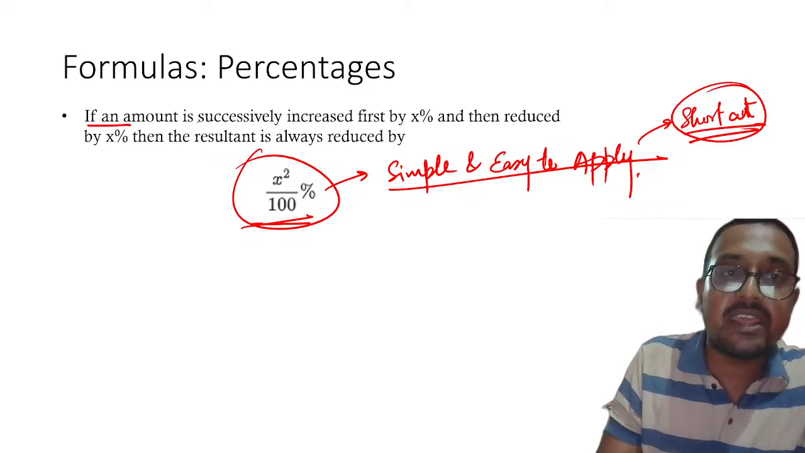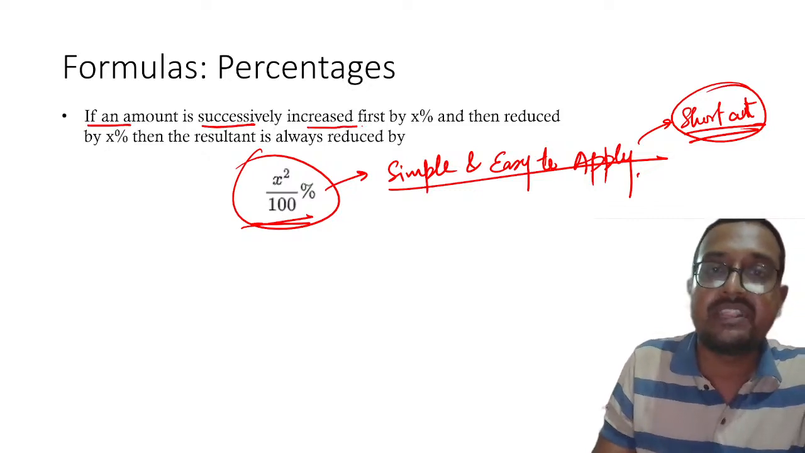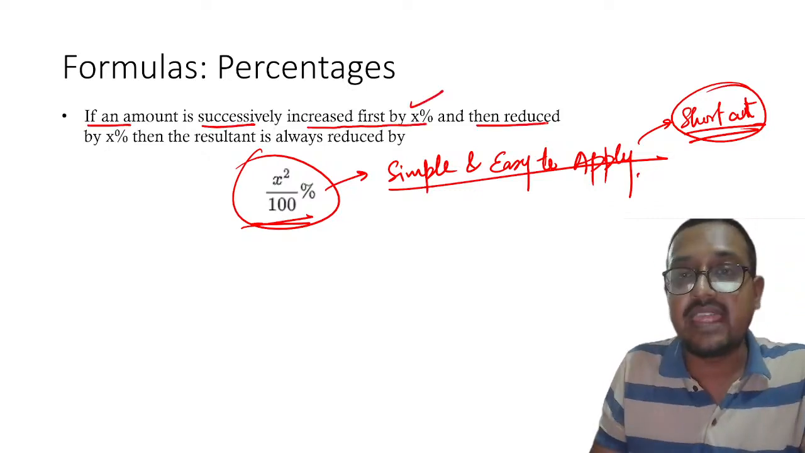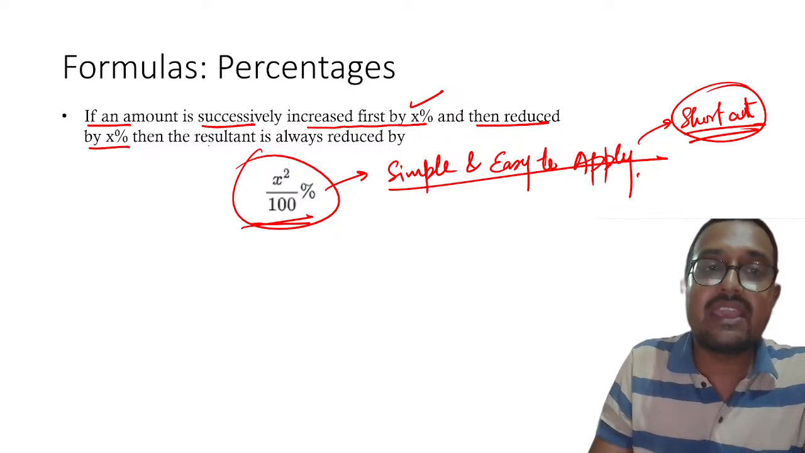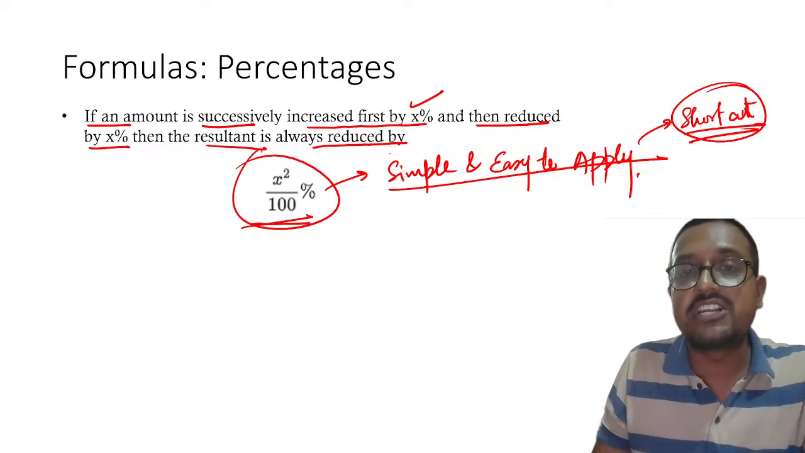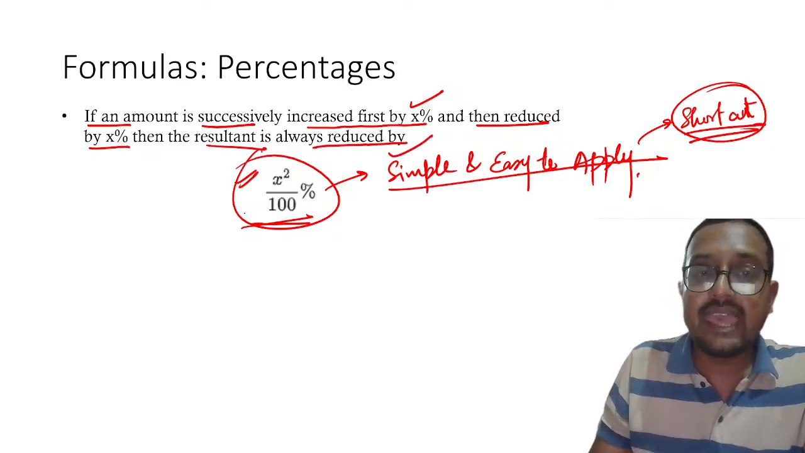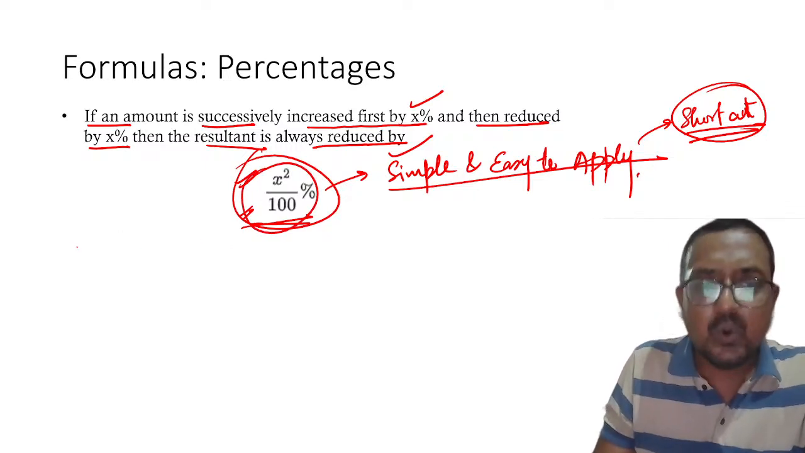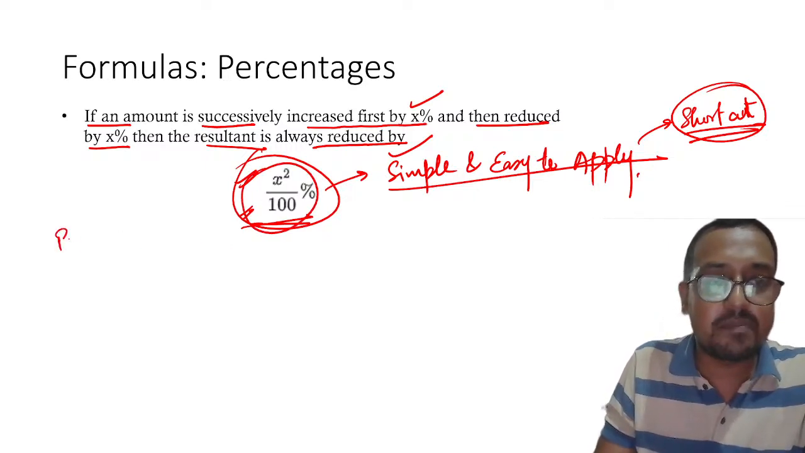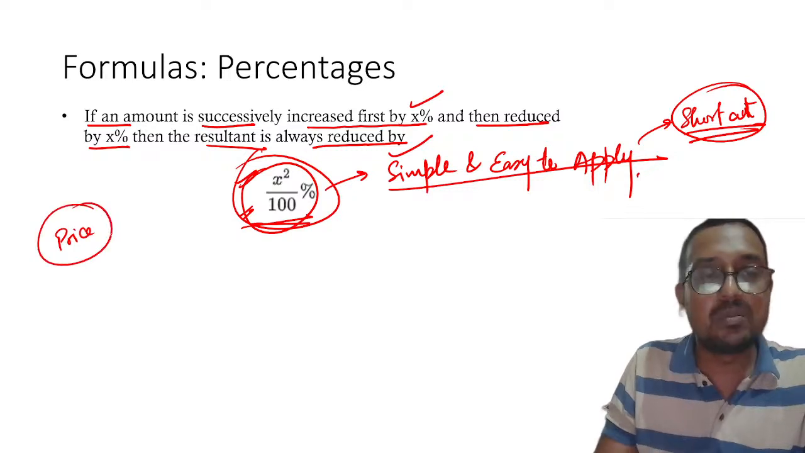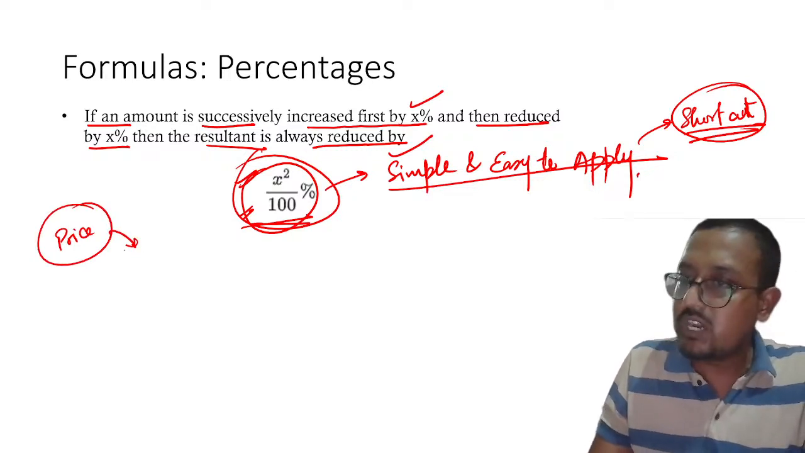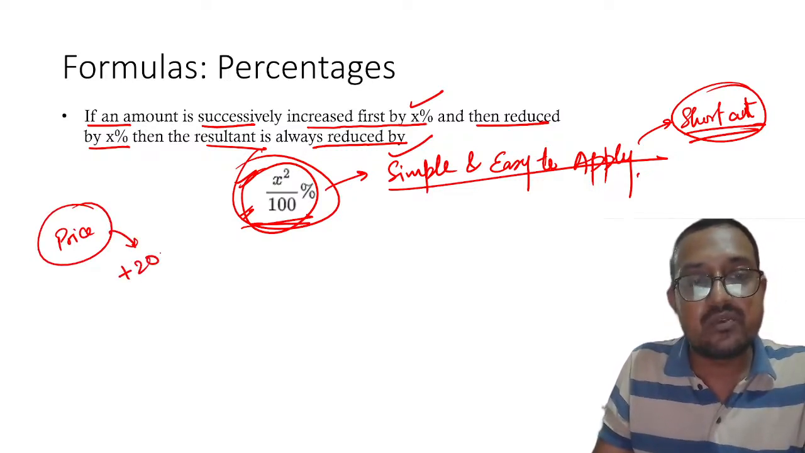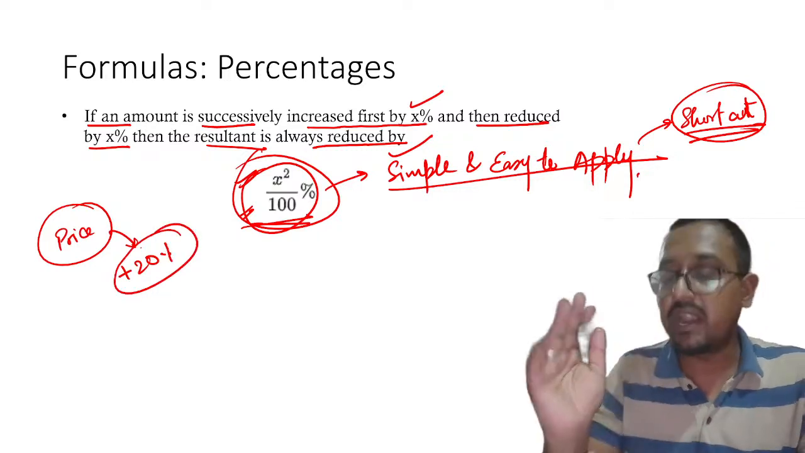Please read it. If an amount is successively increased first by X% and then reduced by X%, then the result is always reduced by X upon 100. It says that suppose there is some price. Months back we were doing some price hike. So let us say the price of gold was increased by 20% due to heavy demand.